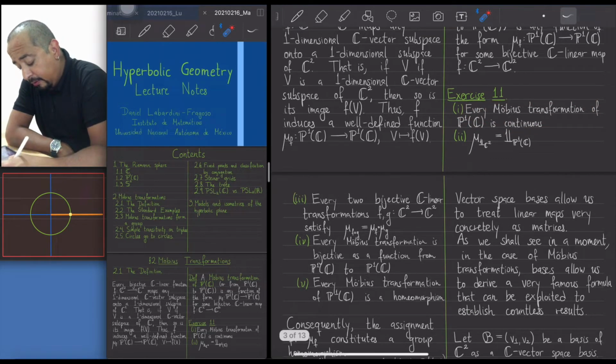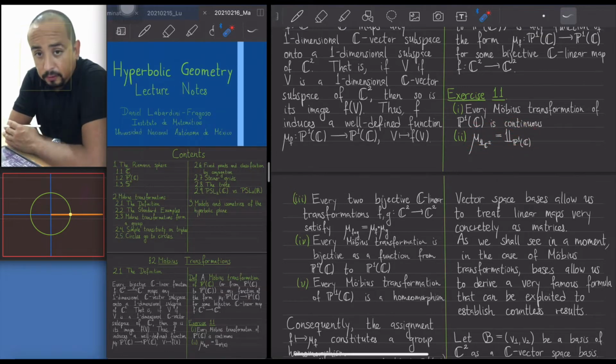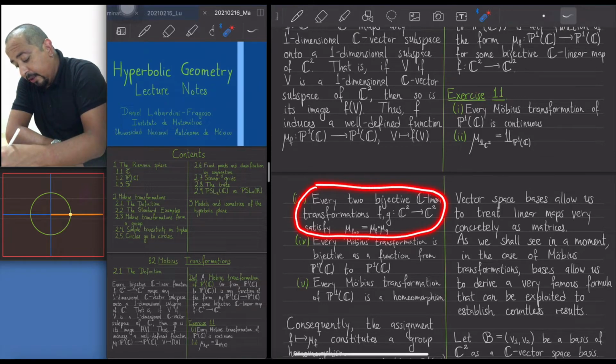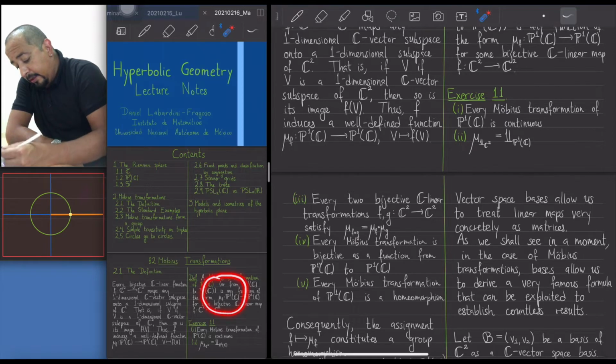It is also obvious that if I have the identity map of C squared, it sends any subspace to itself. So the Möbius transformation associated to the identity is the identity of the complex projective line. That's also obvious. Third, it is very easy to see that the composition of Möbius transformations, as defined here, is again a Möbius transformation, and that it is actually induced by the composition of the linear maps involved that gave rise to the Möbius transformations to begin with.